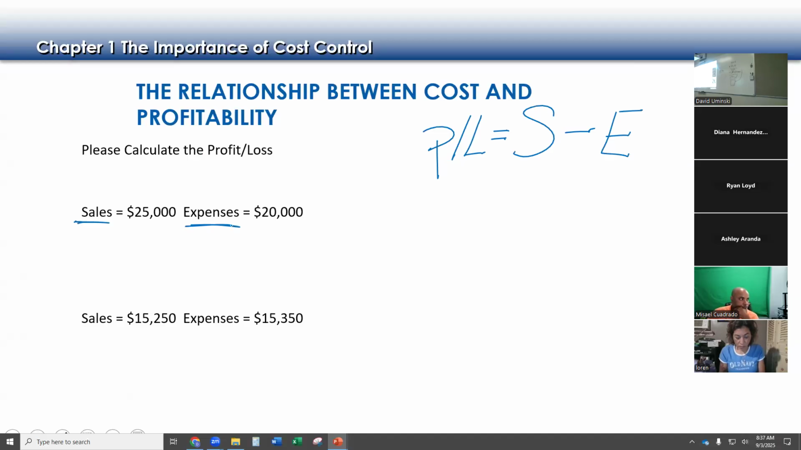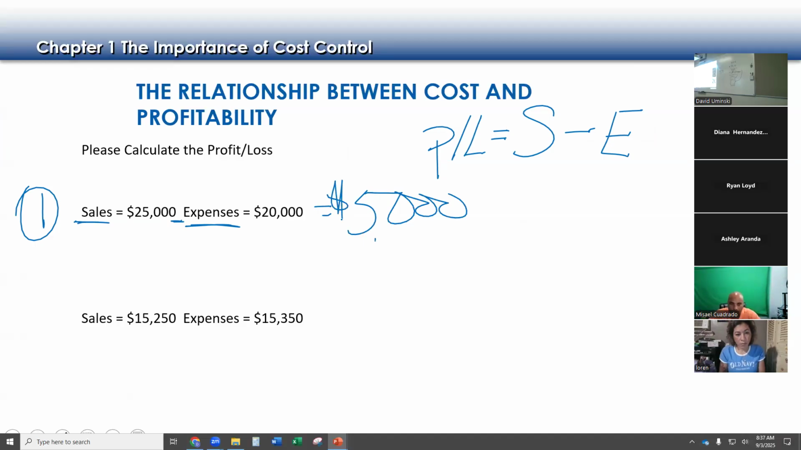We always have to do sales first. So without even doing any math, are we going to have a profit or a loss for this first example? Profit. Why profit? Because sales is bigger than expenses. That means when we subtract these two, we're going to end up with $5,000. So that's my profit.